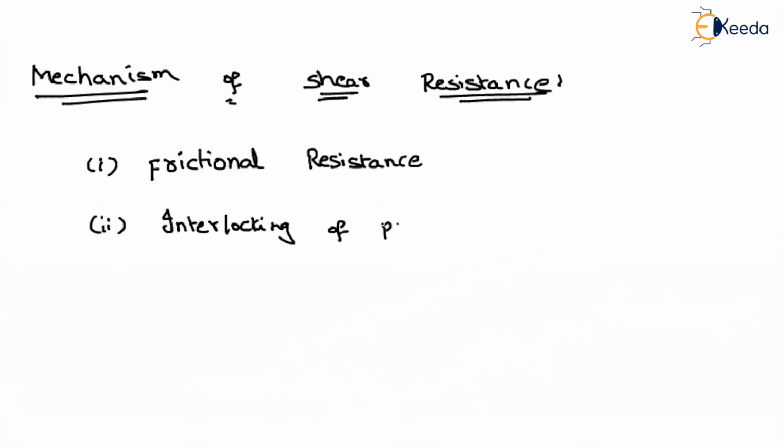Interlocking of particles. The name itself we can understand. What does interlocking mean? One particle and another particle are interlocked together. Depending upon their shape, they are locked together. Because of that, shear resistance will also develop. Let us assume you have some circular shape soil particles. Will there be any locking between these two? No. If your soil particles are exactly round shape, then there won't exist any interlocking.